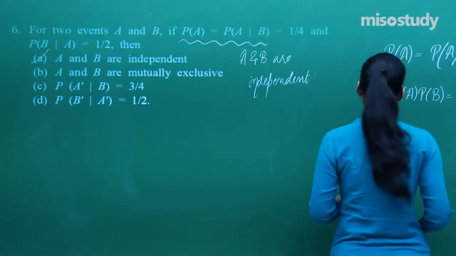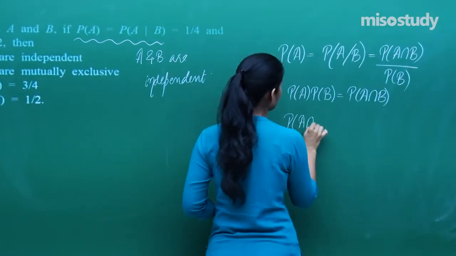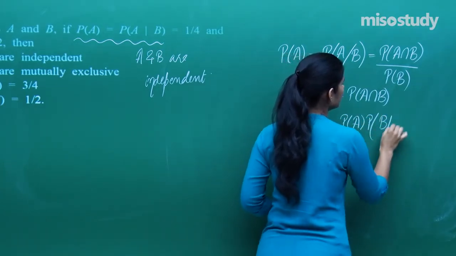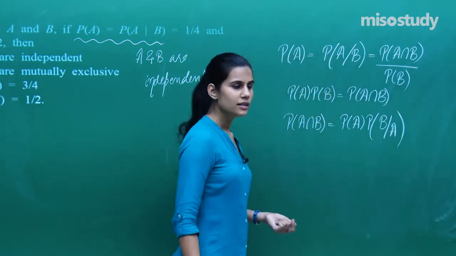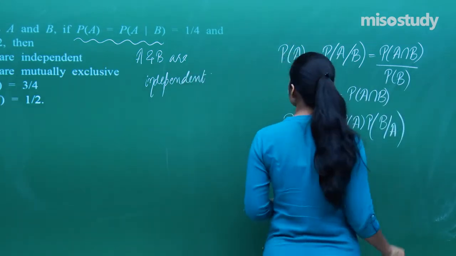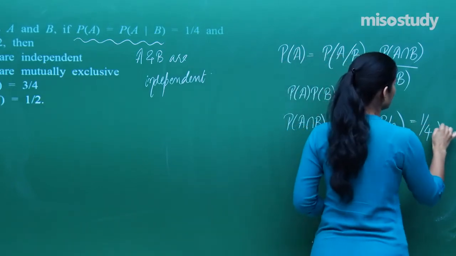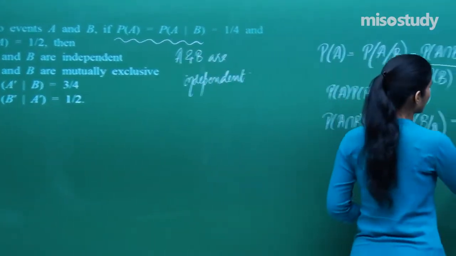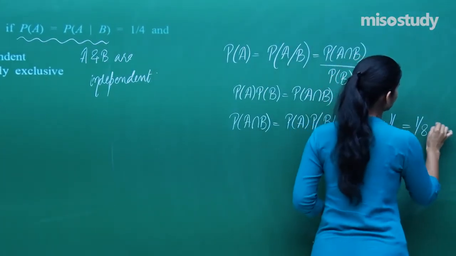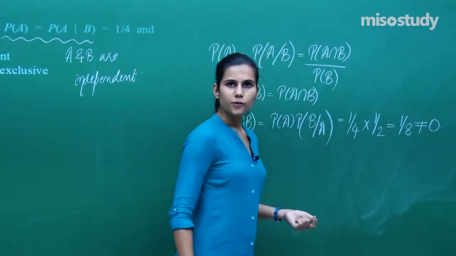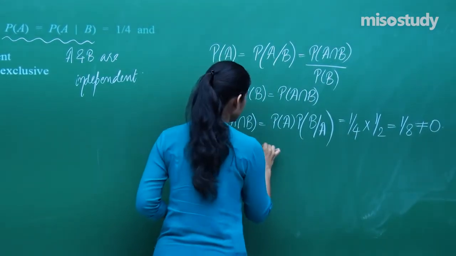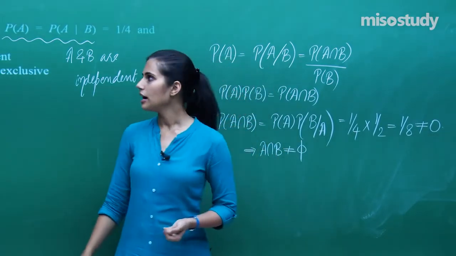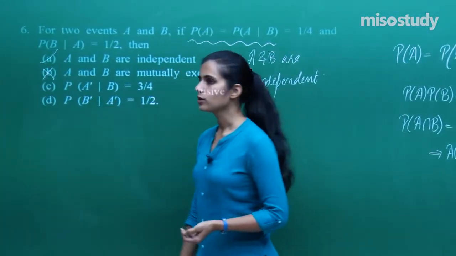Then you have: A and B are mutually exclusive. So for this, if you talk about probability of A intersection B, I can write this as probability of A into probability of B by A. We've done this, the multiplication theorem on probability. Probability of A is given as 1 by 4 and probability of B by A is given as 1 by 2. So this becomes 1 by 8, obviously not equal to 0. If probability of A intersection B is not equal to 0, this means A intersection B is not equal to phi, which means A and B are not mutually exclusive.